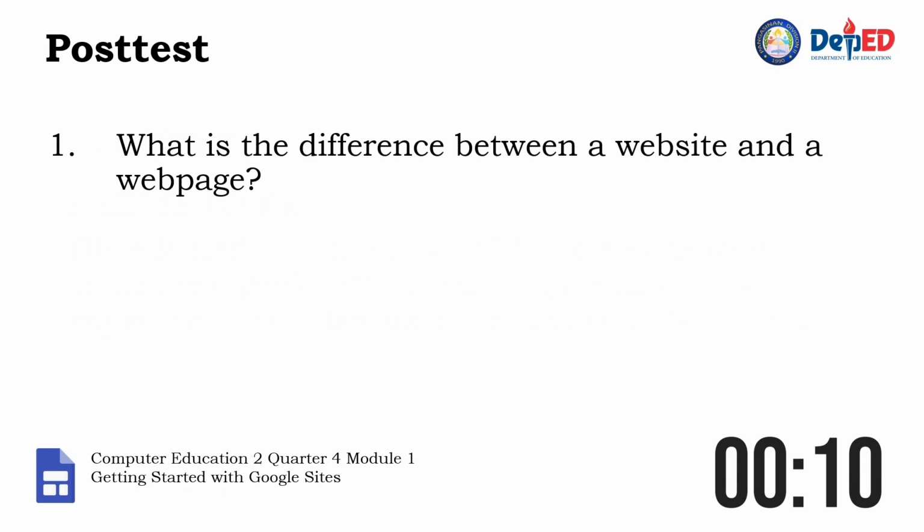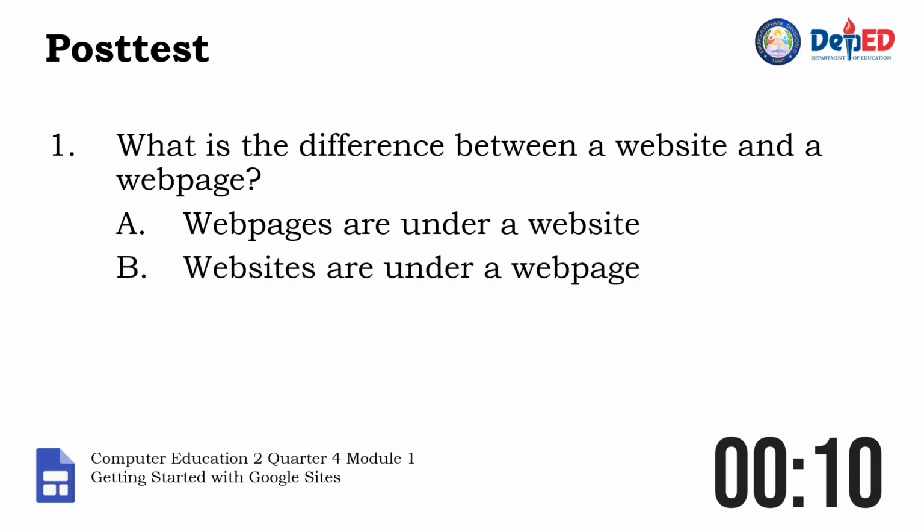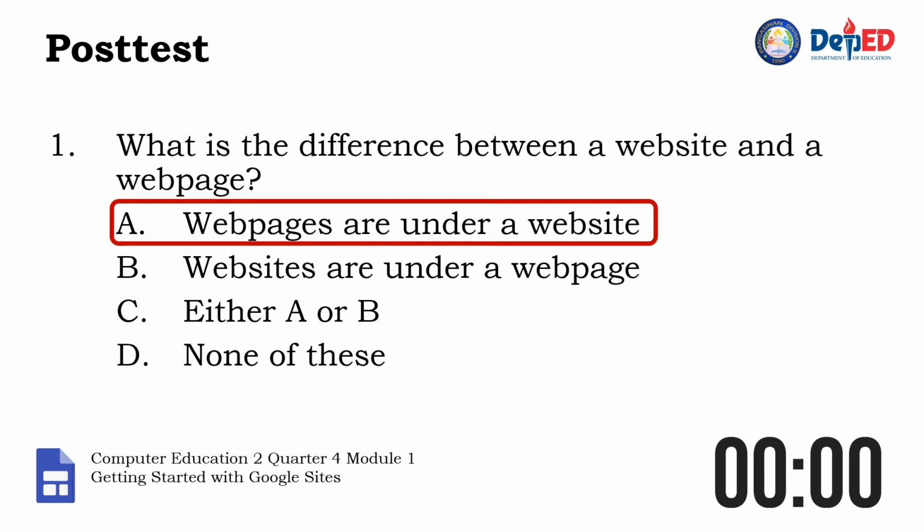One. What is the difference between a website and a web page? A. Web pages are under a website. B. Websites are under a web page. C. Either A or B. D. None of these. If your answer is A, then you are correct.